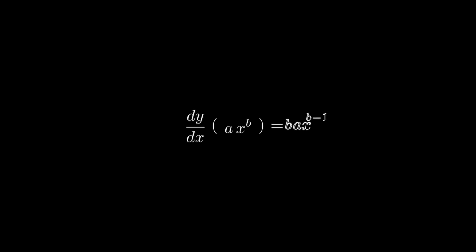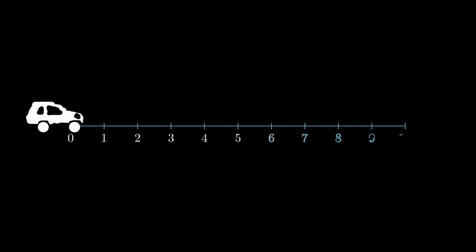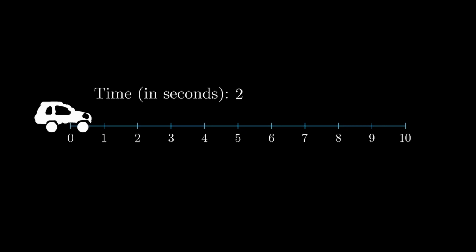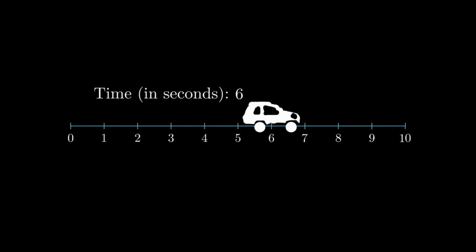So let's say we plug in 2 for a and 3 for b, and our derivative would be 6 times x to the power of 2. Let's say we have a car which moves over a given distance for about 10 seconds. The car accelerates at the start, stays constant for a while, and decelerates at the end. Yeah, I'm sorry I couldn't find a better car image because they cost money. Sorry.